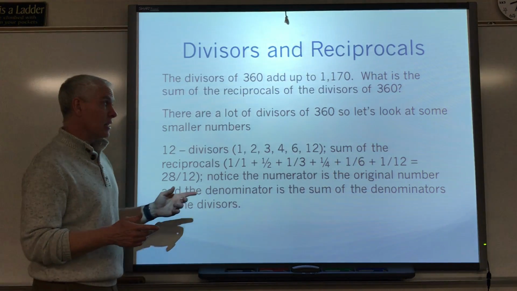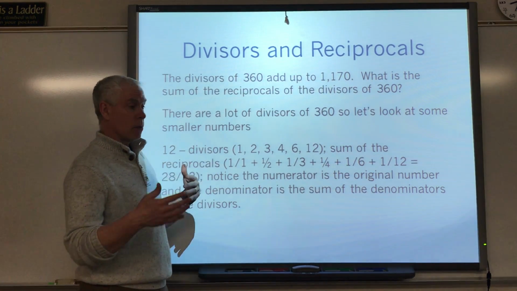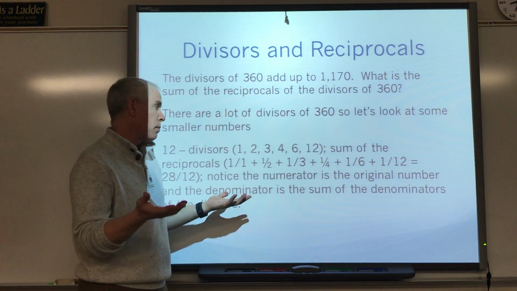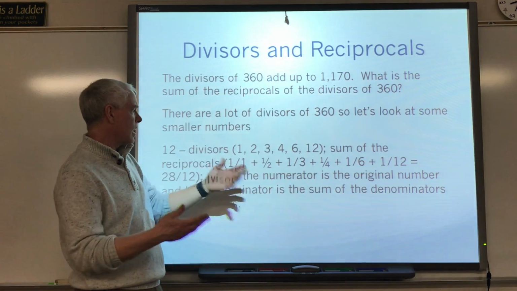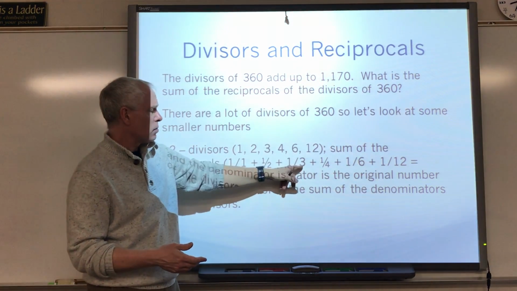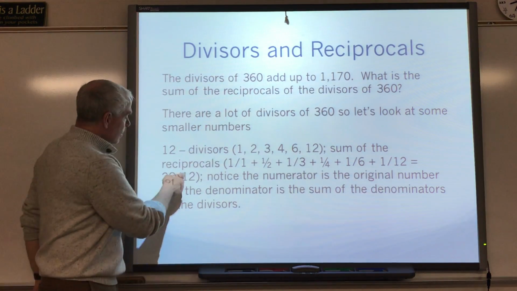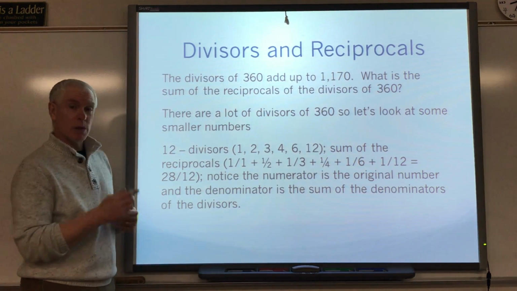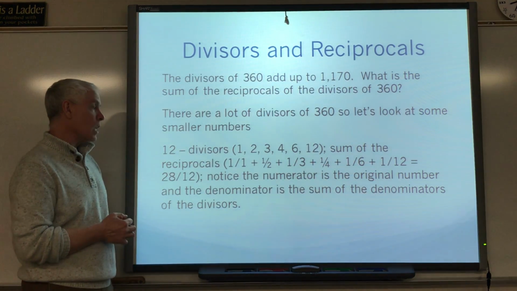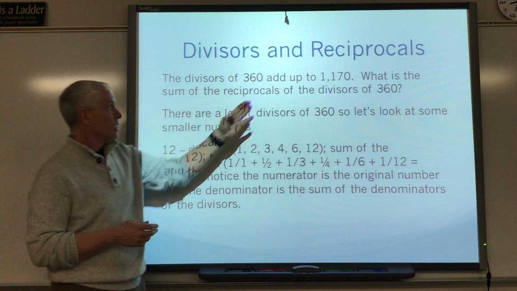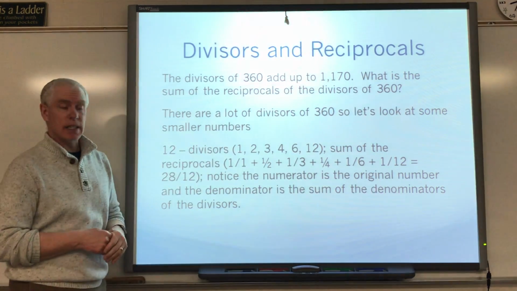Well, for this example, we'll have to look at the denominators. Let's add them up. 1 plus 2 is 3, plus 3 is 6, plus 4 is 10, plus 6 is 16, plus 12 is 28. So the sum of the denominators of those reciprocals is 28. So potentially 1170 over 360.